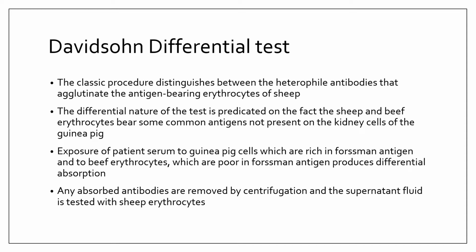Exposure of patient serum to guinea pig cells, which are rich in Forssman antigen, and beef erythrocytes, which are poor in Forssman antigen, produces differential absorption. So I'm going to show you a chart in upcoming slides here that shows which antibodies are absorbed and removed by centrifugation and which are left over, indicating that an infectious mononucleosis heterophile antibody is present.